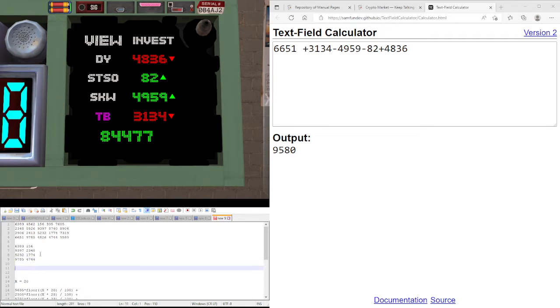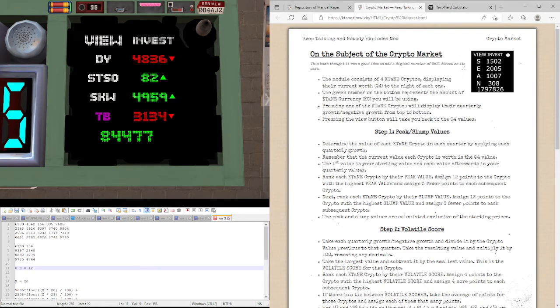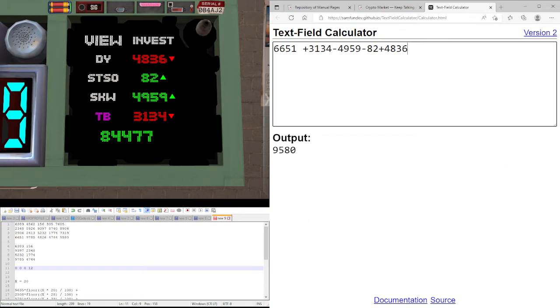We're now going to rank these by the highest peak values and the highest slump values get the highest points, and then decreasing in size. So the highest peak value was actually this one. So starting at 0 for all of them, we're going to have 12 points for this one, as you can see here, and it's 3 points less for each subsequent one. So this one is going to get 9 because 12 minus 3 is 9. Then this one's going to get 6 and this one's going to get 3.